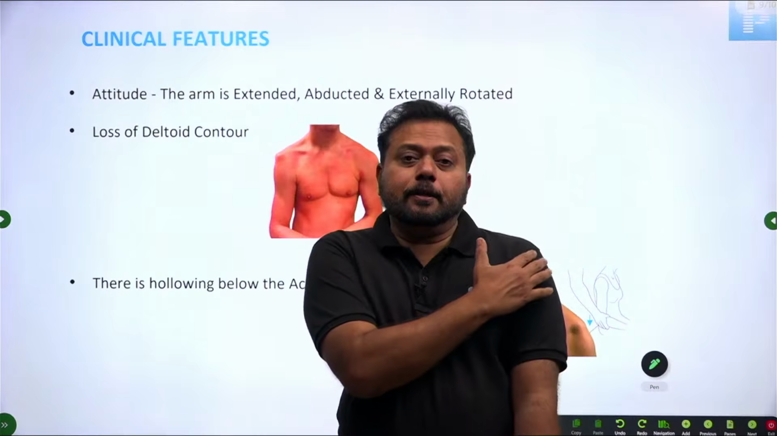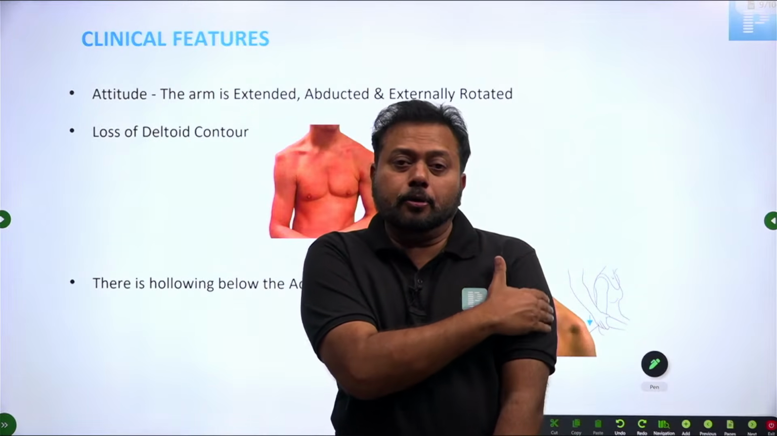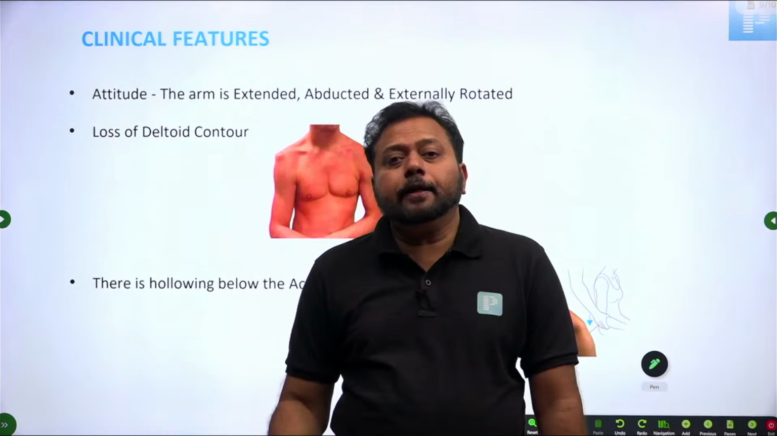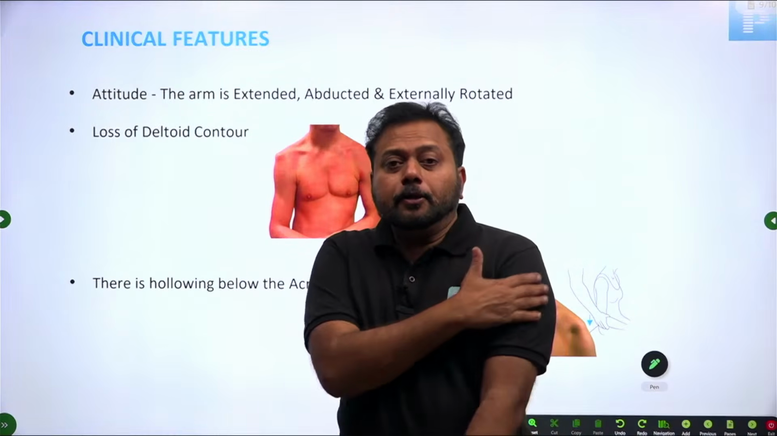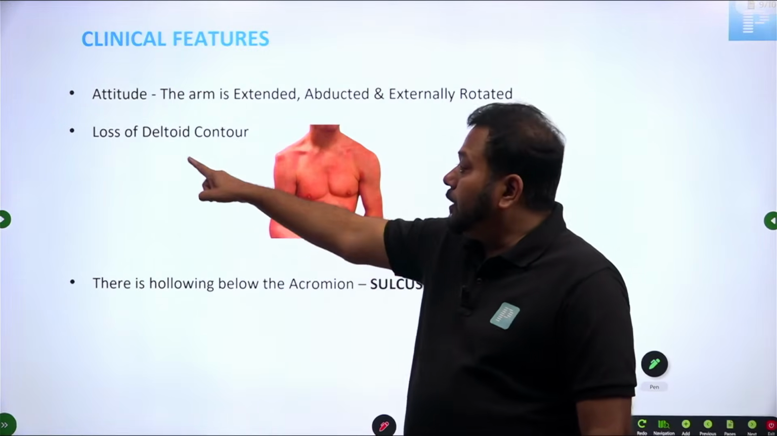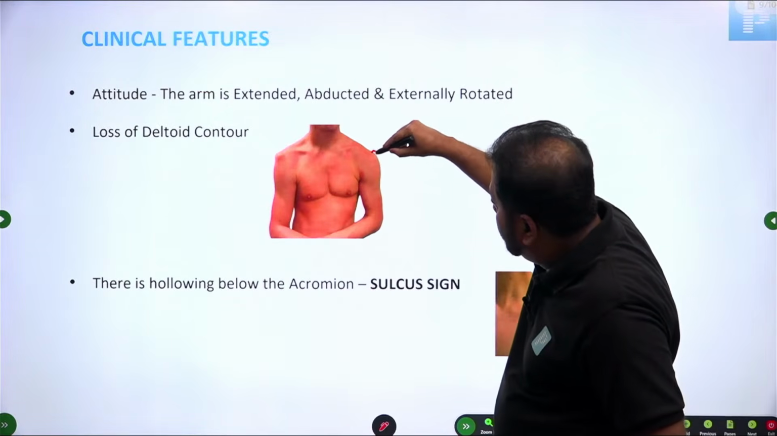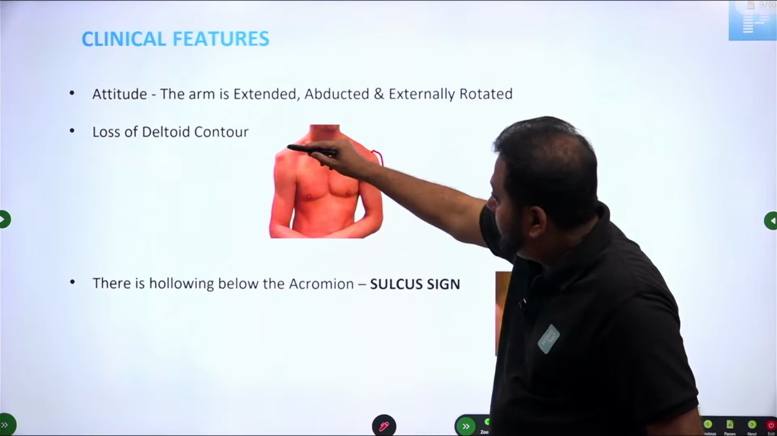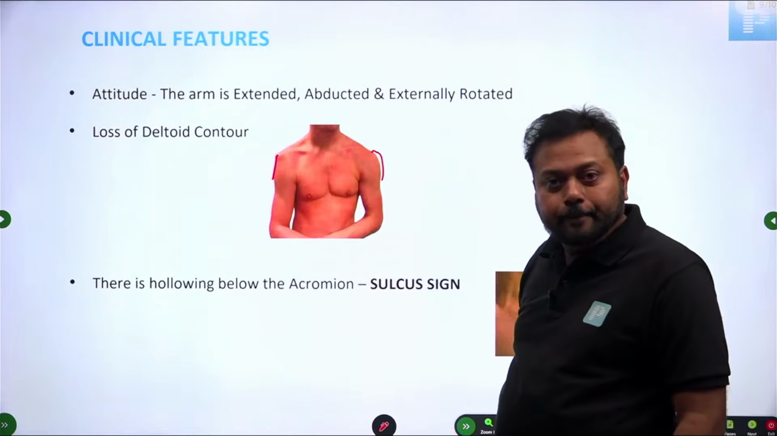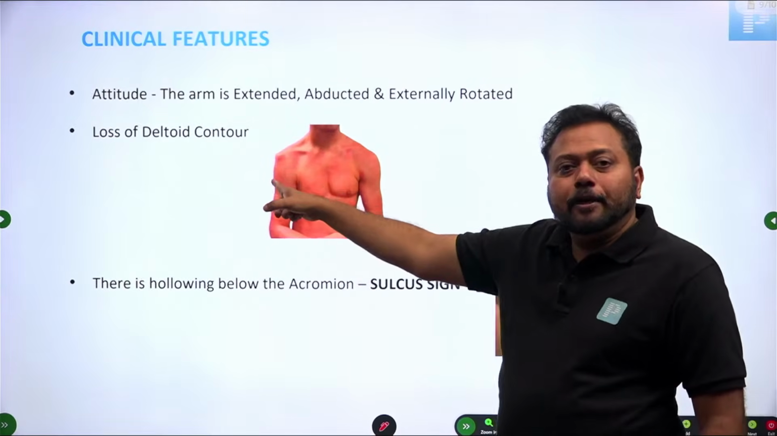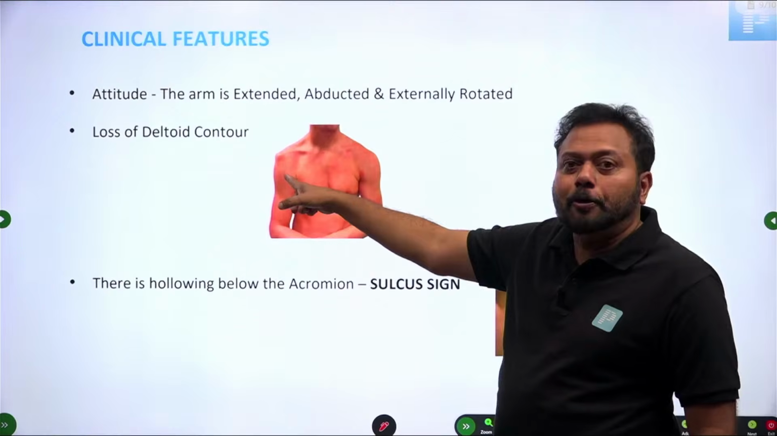When the ball is inside the socket, you can see the deltoid contour. When the ball is out of the glenoid socket, the deltoid will become flat, so the deltoid contour is lost. You see here in this image, a beautiful image, the deltoid contour is seen. Here it appears flat. You can easily say this is posterior shoulder dislocation.